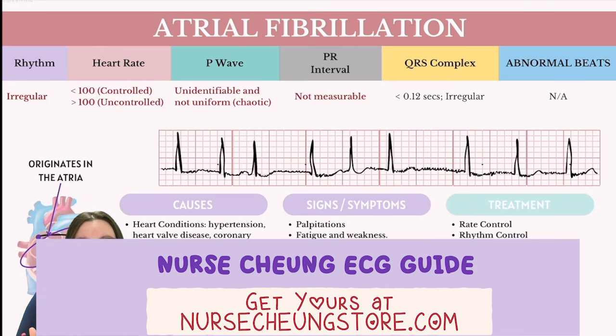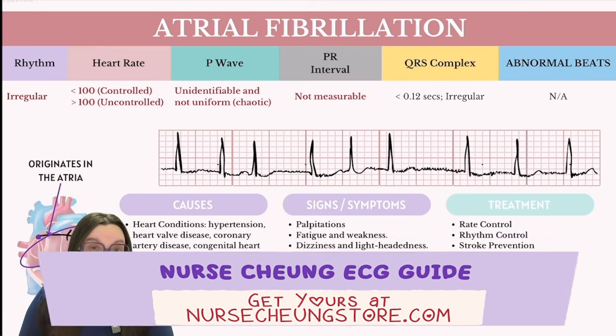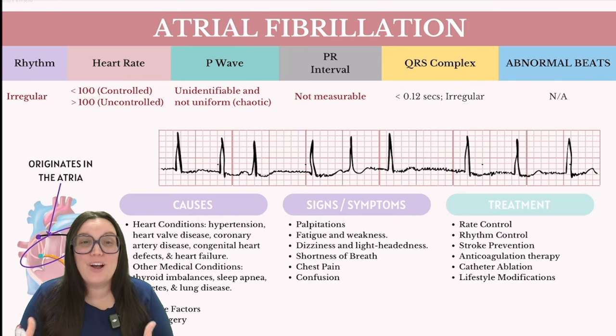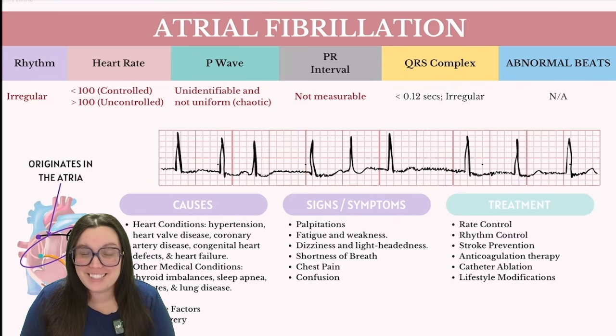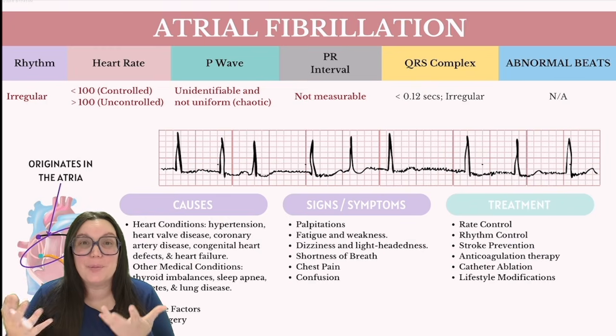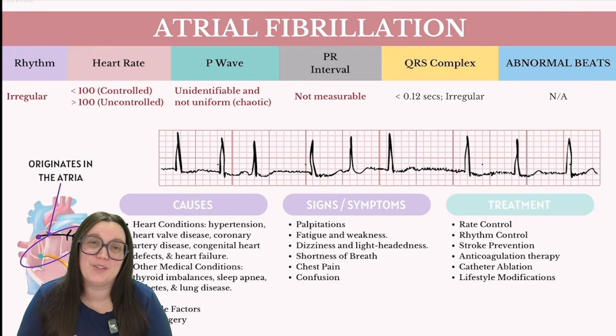So when we talk about rate control, we may see medications being given like beta blockers, and calcium channel blockers may also be used to control the heart rate. With rhythm control, medications to restore that normal heart rhythm, also known as antiarrhythmics, or procedures like electrical cardioversion may take place. Cardioversion is when we shock the heart back into its normal rhythm.